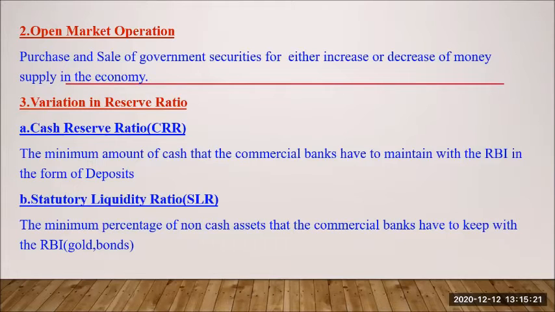As you all know, during the time of inflation, money supply is more, whereas during the time of depression, money supply is less in the economy. So this should be controlled by the RBI. In order to control the money supply in the economy, the RBI follows these methods to control the quantity of money or the volume of credit creation of the commercial bank, by following these three important quantitative methods, that is bank rate policy, open market operation, and variation in reserve ratio.